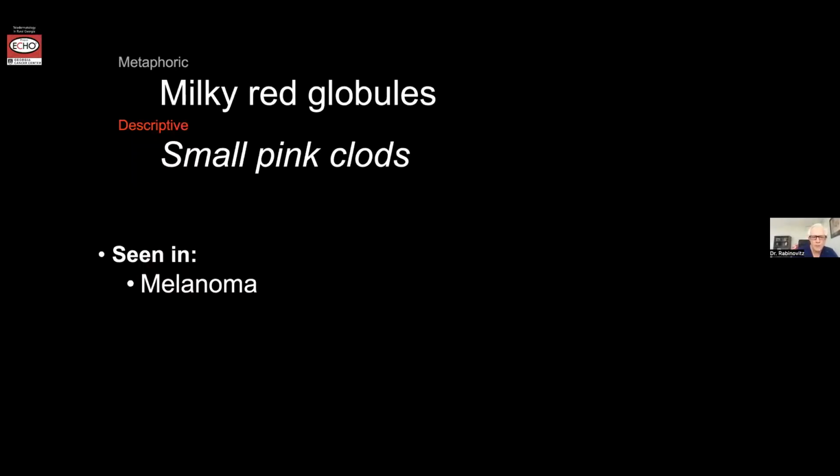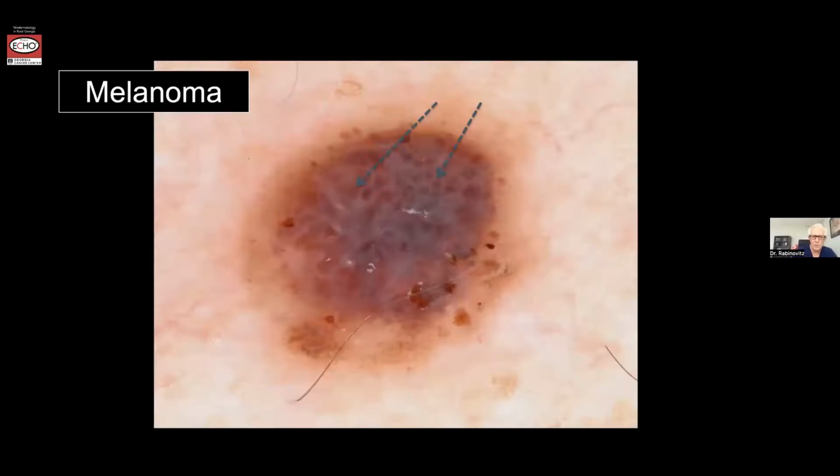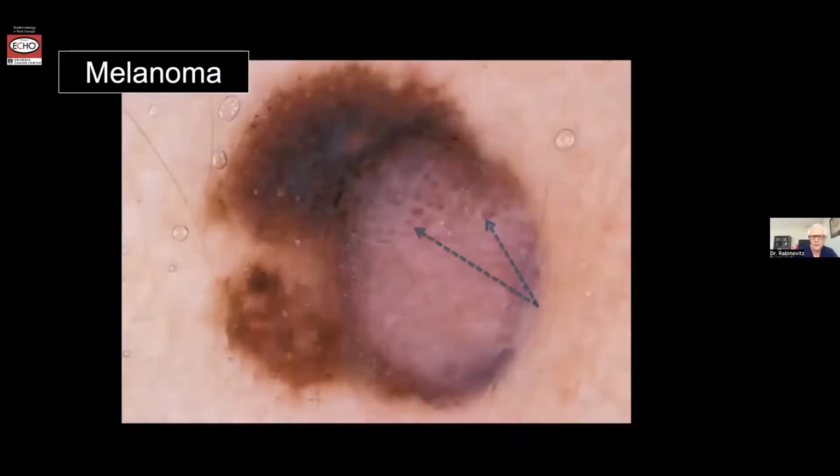Milky red globules. These are seen in melanoma. And here we see these milky red globules, which is characteristic of a rapidly growing melanoma or a shades of pink melanoma. Still another example showing you this milky white appearance.